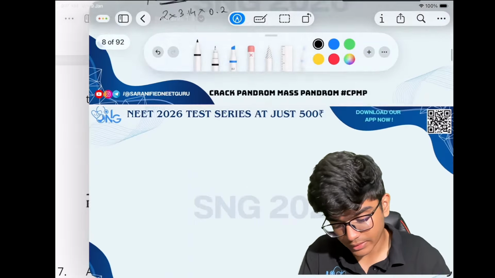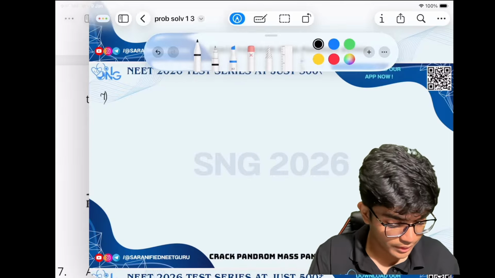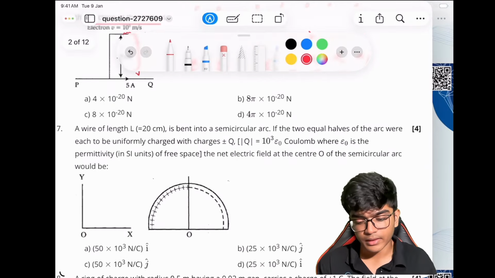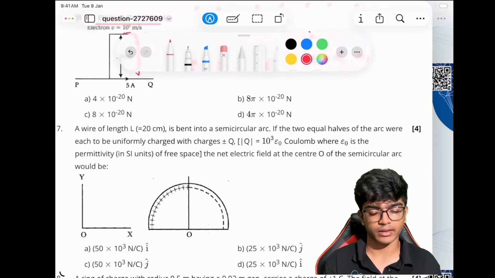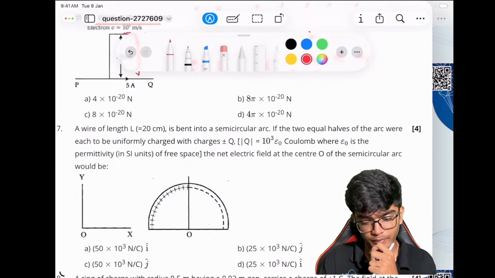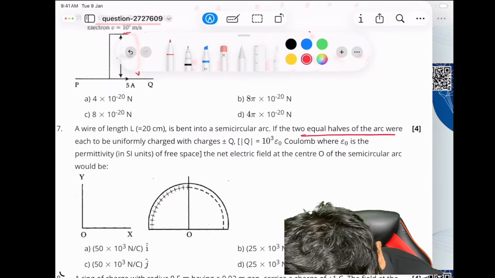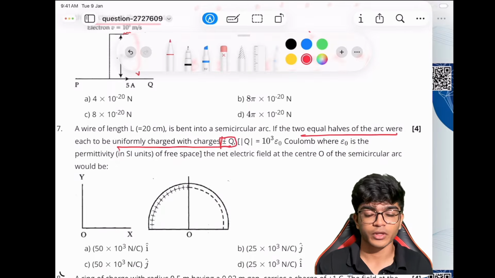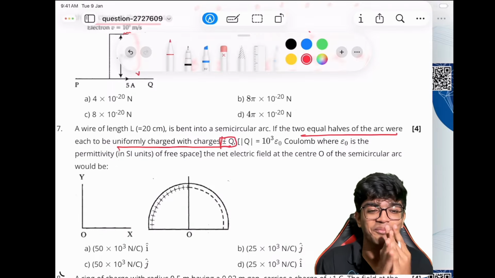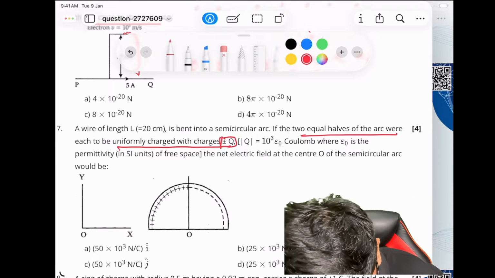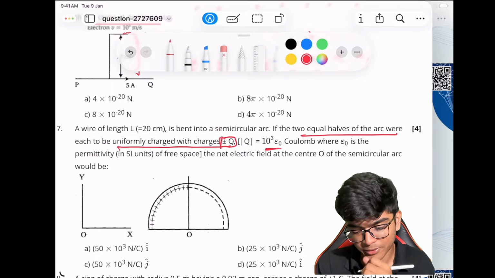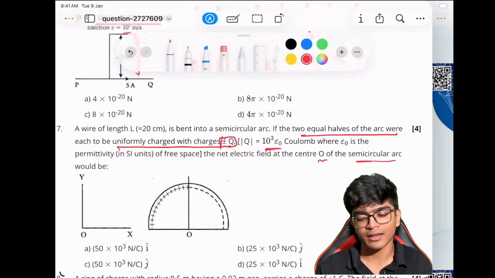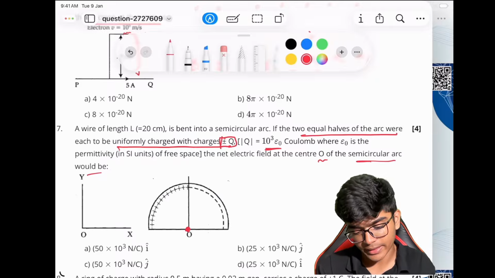Now this is clear. 6th one done, 7th question. A wire of given length is bent into a semicircular arc. The two halves of the wire are uniformly charged with charges plus Q and minus Q. So they took an ordinary wire and bent it, and gave positive charge to half of the arc and negative charge to the other half. Q is equal to 10 power 3 epsilon naught coulomb, where epsilon naught is the permittivity of free space. This everyone knows. The net electric field at the center due to the semicircular arc would be, they are asking, how much the field is.